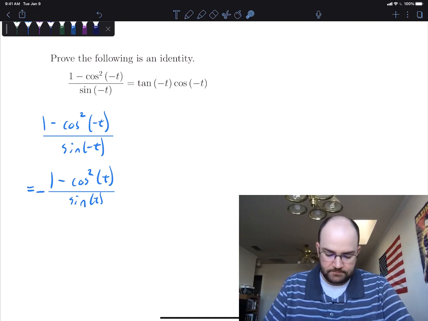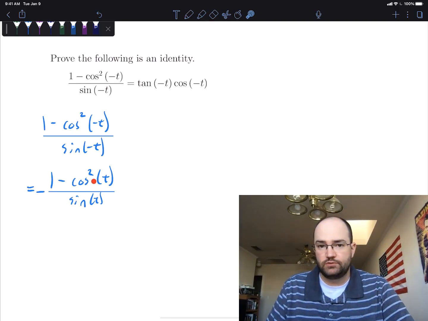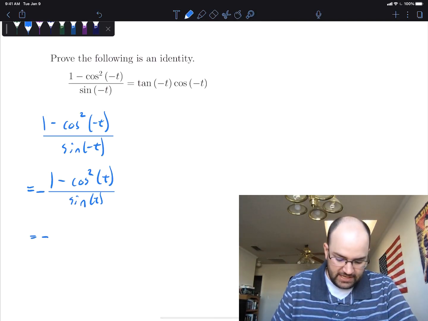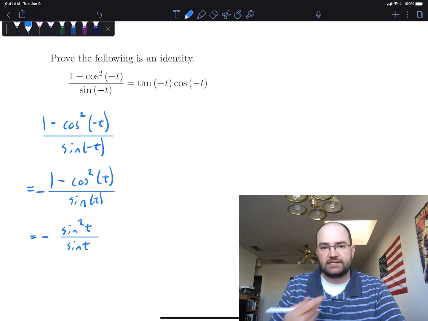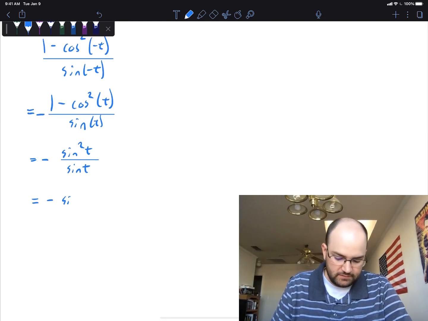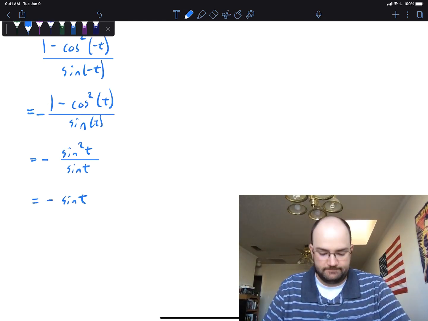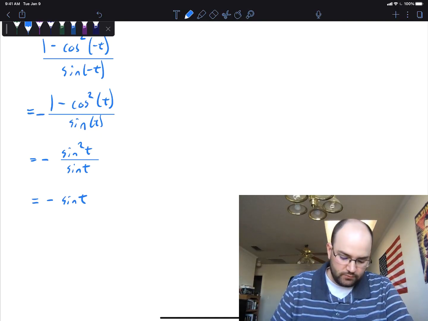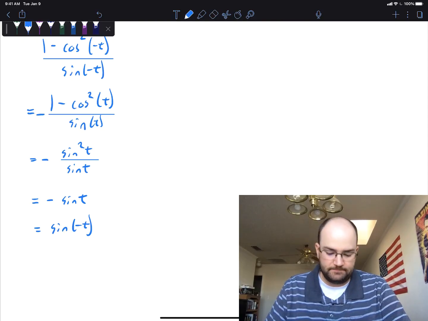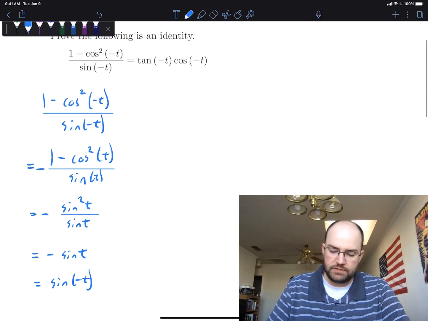Now, notice that 1 minus cosine squared of t, which is what we have there, is just sine squared of t. So I can make this look like negative sine squared of t over, well, sine of t. And notice sine squared over sine is just, well, sine. So this just gives me negative sine of t. Or if you prefer, we can make this sine of negative t by moving that negative on the inside. That works as well.